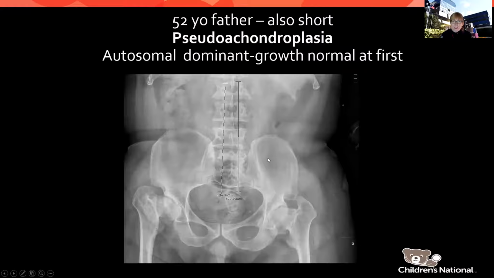This is the father, who was also short. Very striking varus deformities, narrow interpedicular distance, and we were able to make the diagnosis of pseudoachondroplasia much more easily in the father than in the younger child. So sometimes we don't have to work that hard or wait many years to make the diagnosis. Look at the parents.